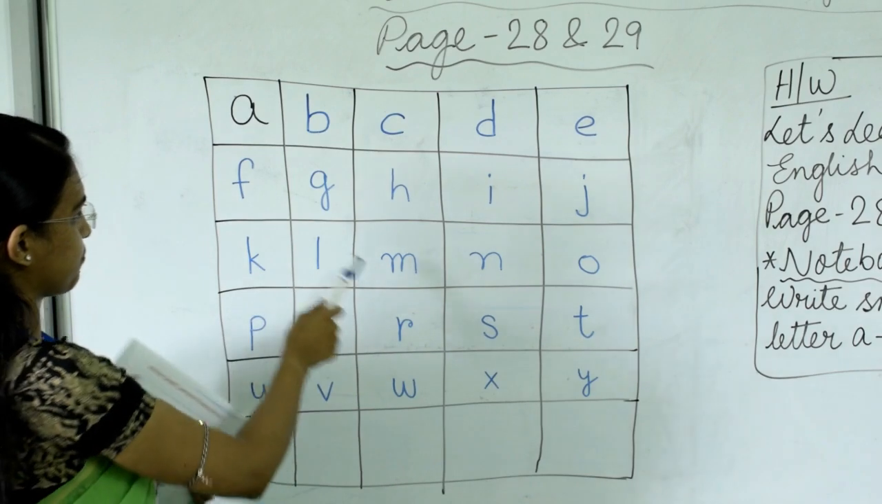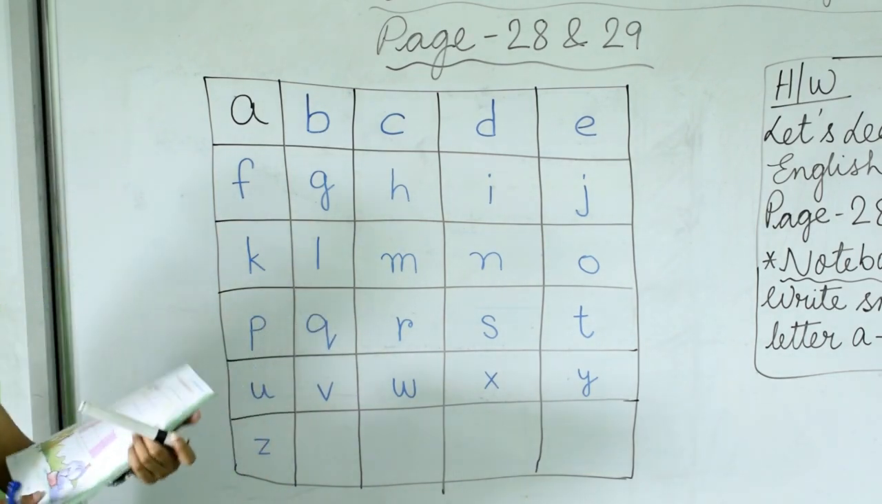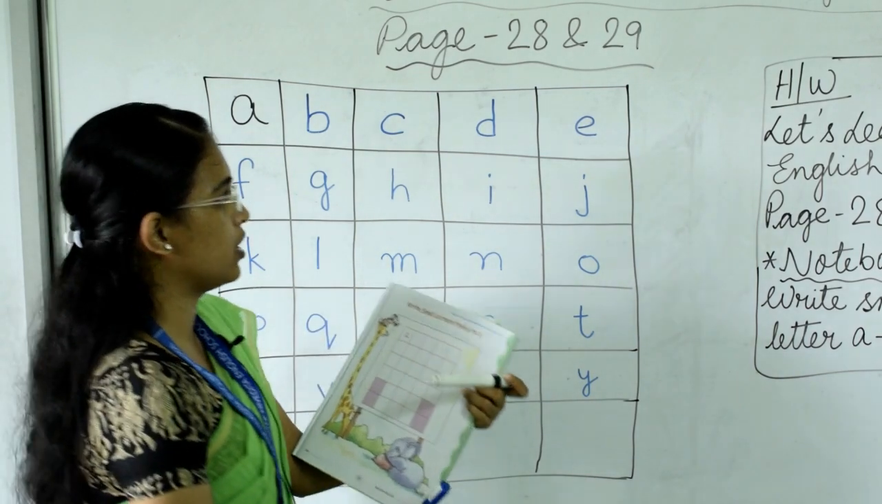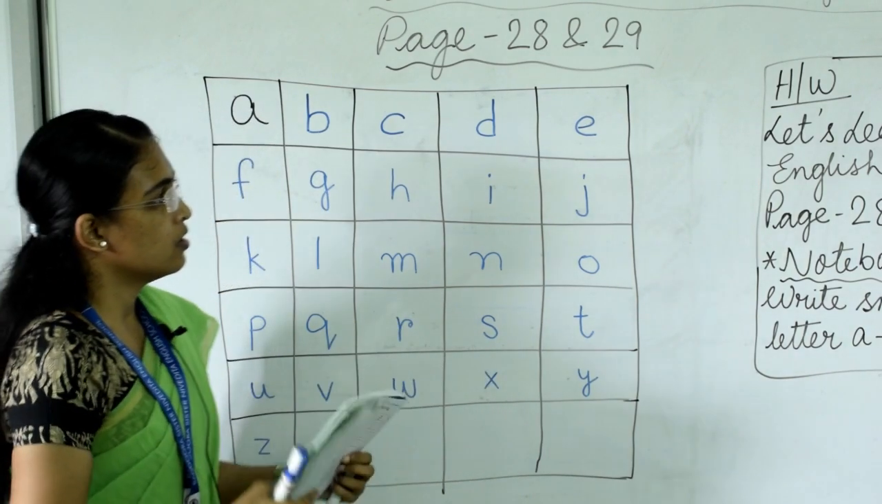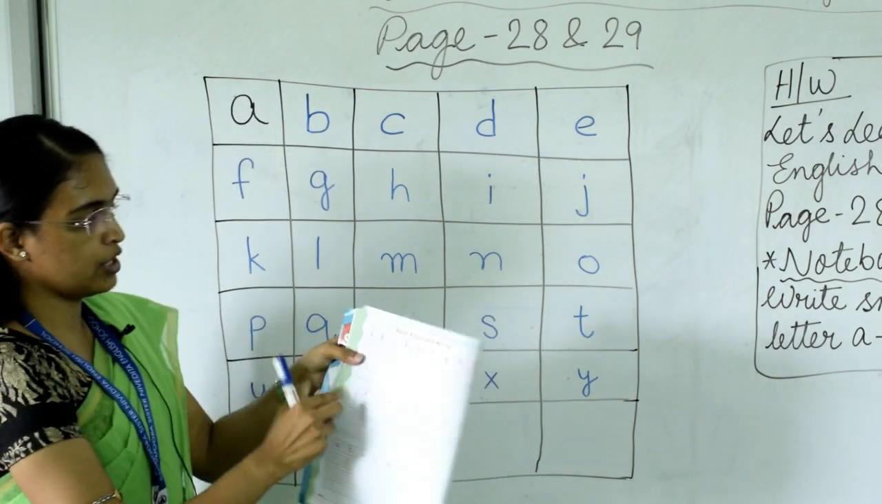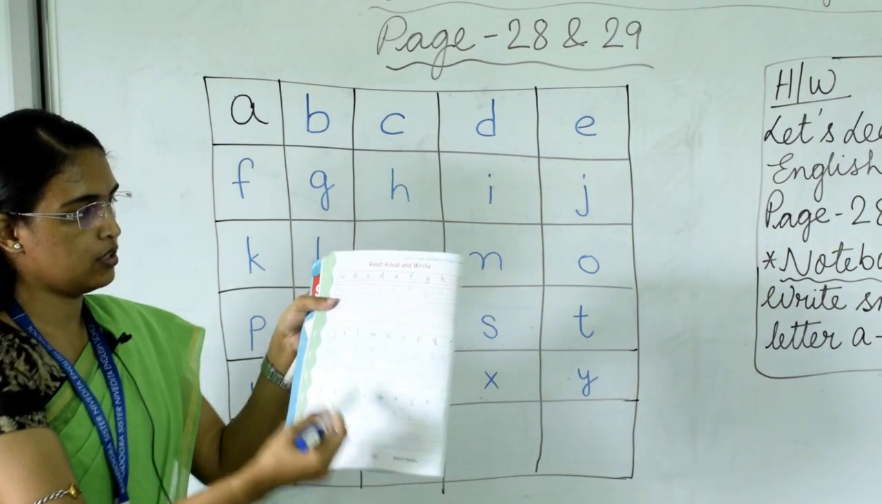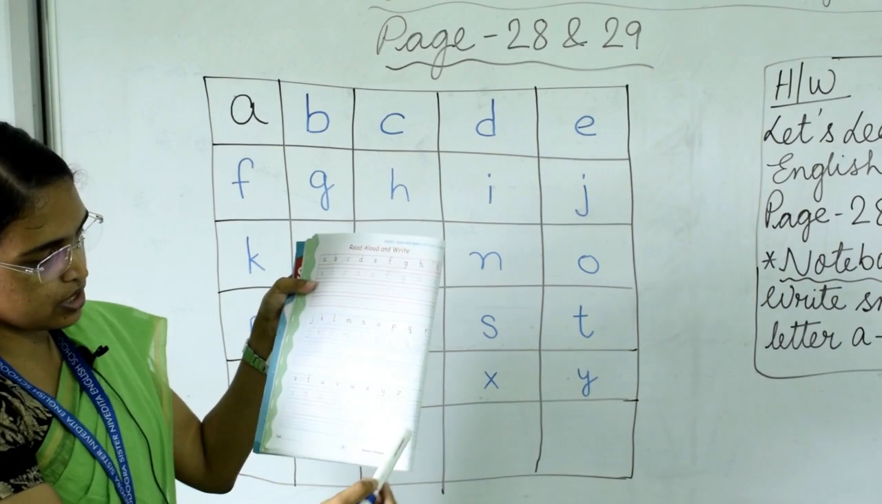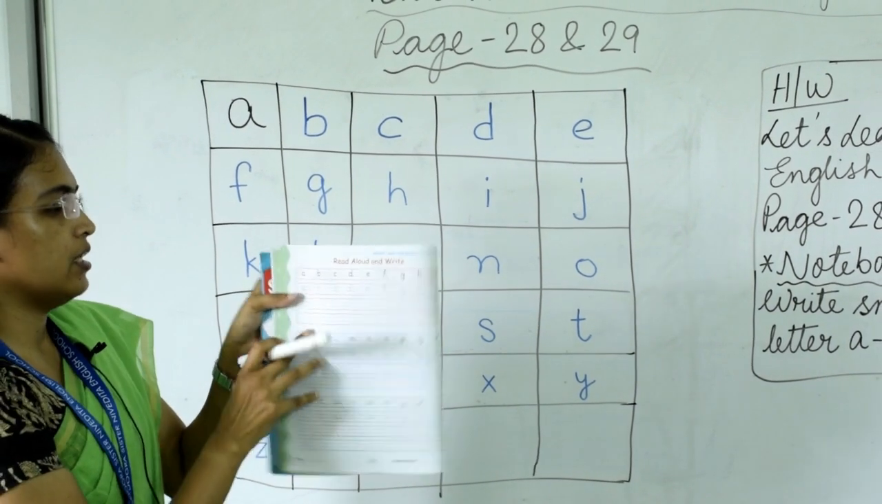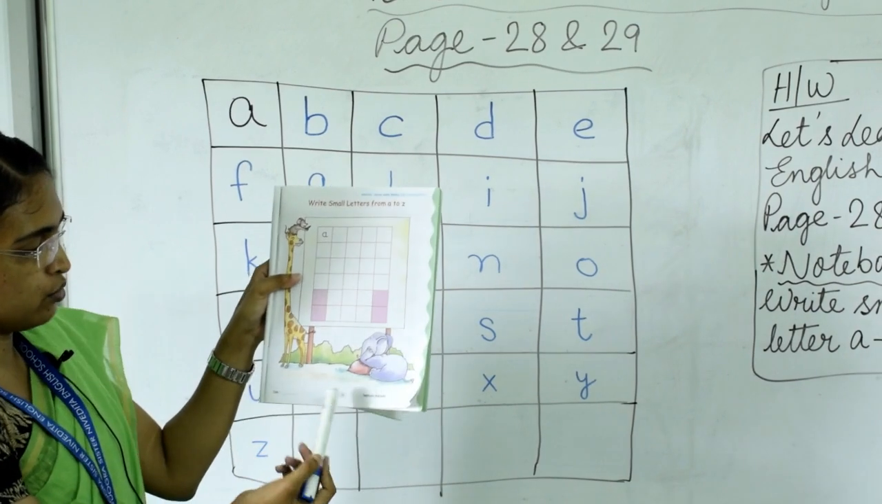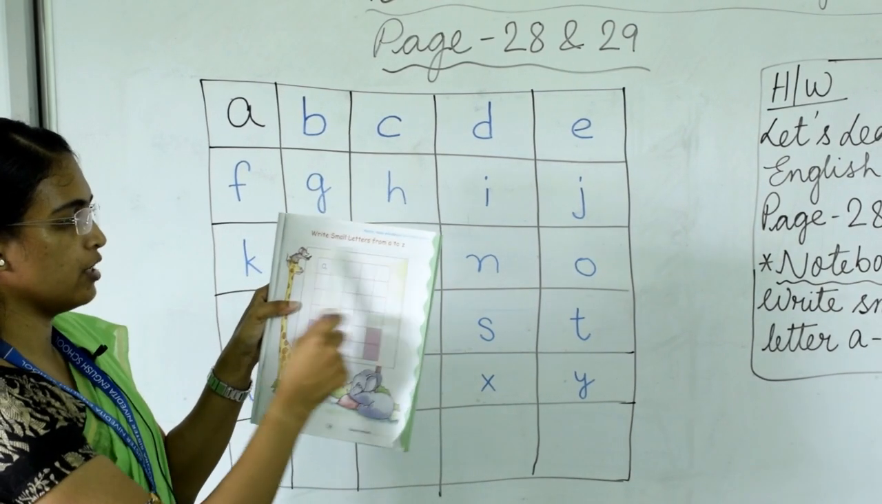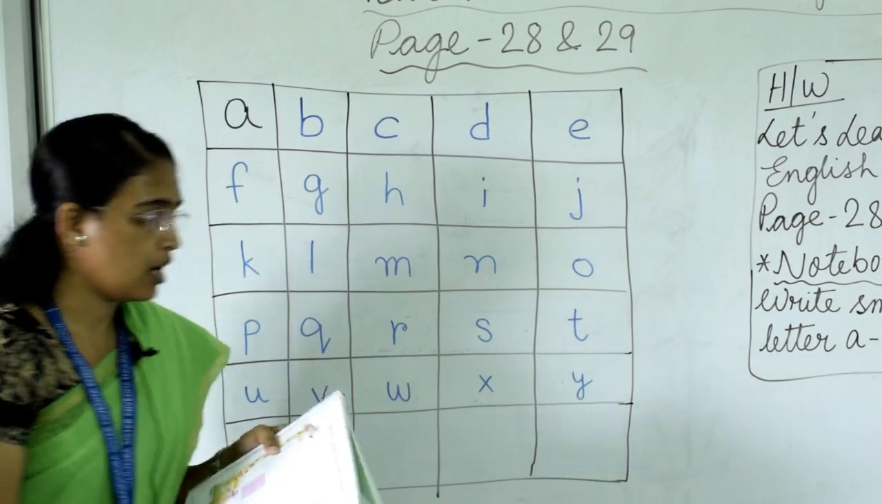Okay, so this is also your homework. So what is the homework? First you have to do this one, this full page from A to Z. Okay, then after that you have to do page number 29 also.